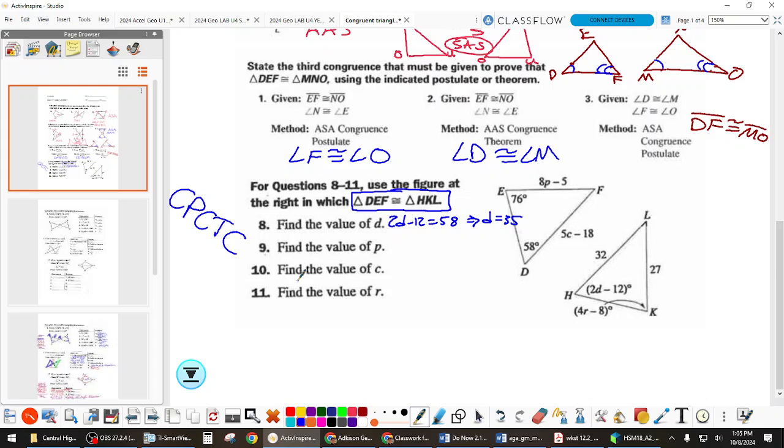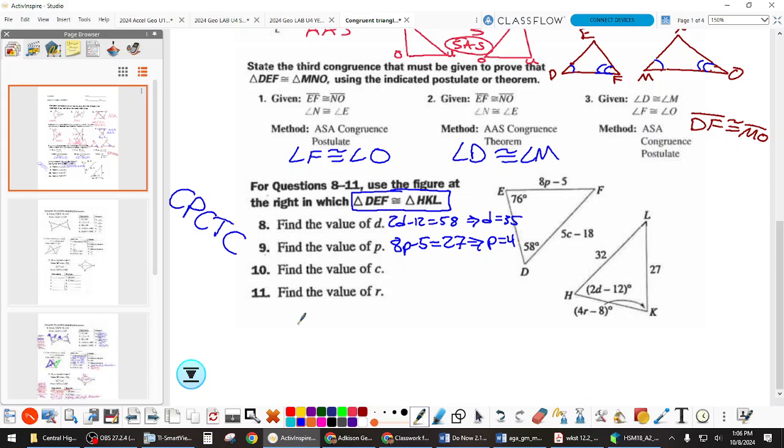All right, P, I see a P here. What does it match up with? Well, EF, that's the second two letters, has to go with KL. That's the second two letters in the other one. So EF to KL. There it is, KL. So 8P minus 5 equals 27. So P is 4.